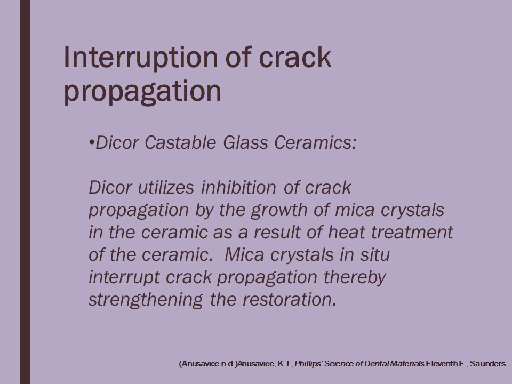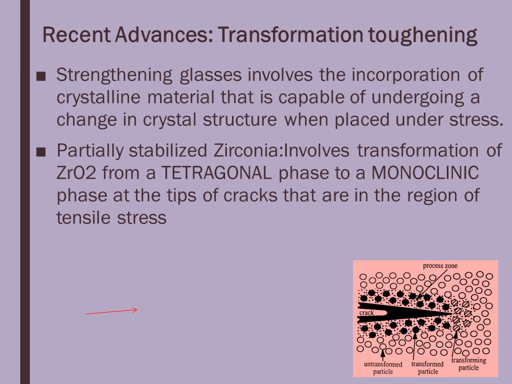The first is by addition of alumina. The second is by using DICOR castable glass ceramic. Now, one of the recent advances in the interruption of crack propagation is transformation toughening. Transformation toughening is a method which is used in zirconia ceramics, those ceramics that have zirconia. This involves the incorporation of a crystalline material that is capable of undergoing a change in the crystal structure, because it's a transformation, when placed under stress.